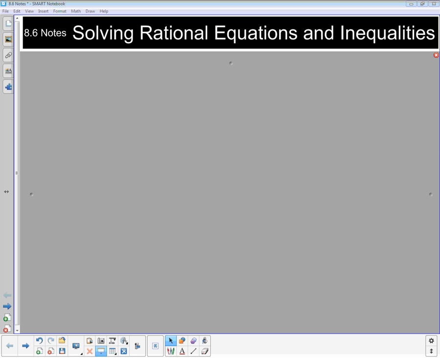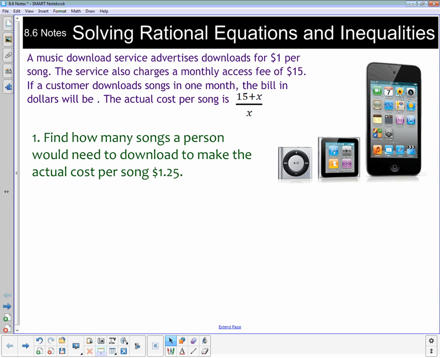Up at the top, the first example says a music download service advertises downloads for $1 per song. The service also charges a monthly access fee of $15. If a customer downloads x songs in 1 month, the bill will be 15, which is the fee, plus x, which is the number of songs, divided by x for the actual cost per song. Number 1 says find out how many songs a person would need to download to make the actual cost per song $1.25. So here's my rational expression, and I want to see when that is going to equal $1.25.